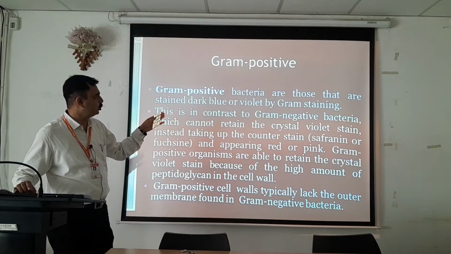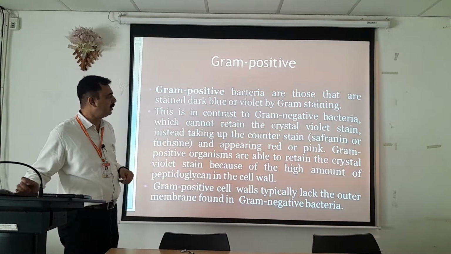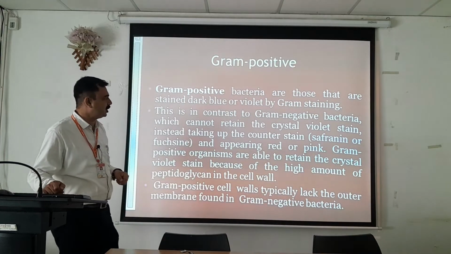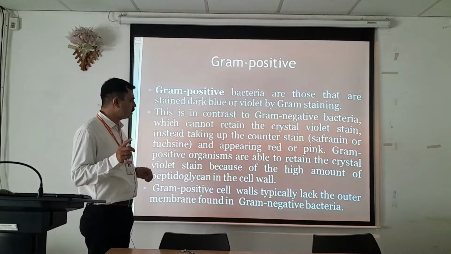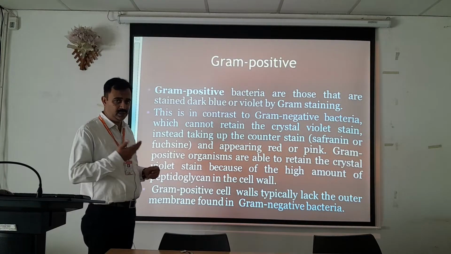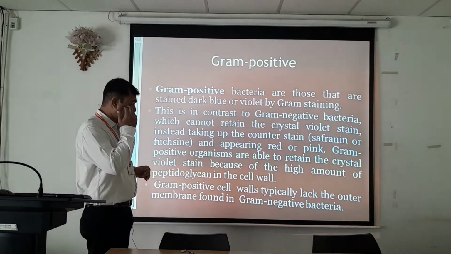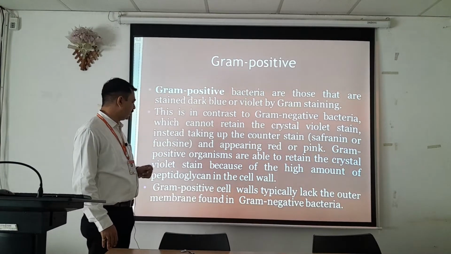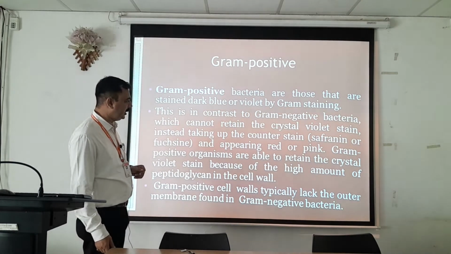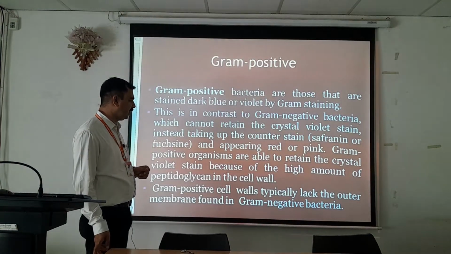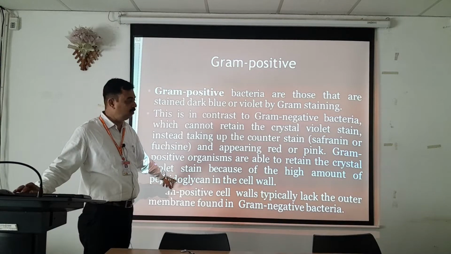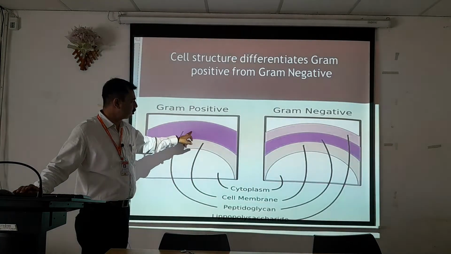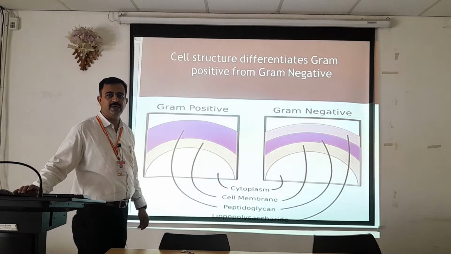Gram positive bacteria are those that are stained dark violet by gram staining. This is in contrast to gram negative bacteria, which cannot retain the crystal violet stain and instead take the counter stain. जो मैंने अभी बोला वही हम लोग यहाँ पर देखते हैं. And appearing red or pink. Gram positive organisms are able to retain the crystal violet stain because of the high amount of peptidoglycan in the cell wall. उनकी cell wall की जो रचना है उसके basis के ऊपर the staining method has been developed.